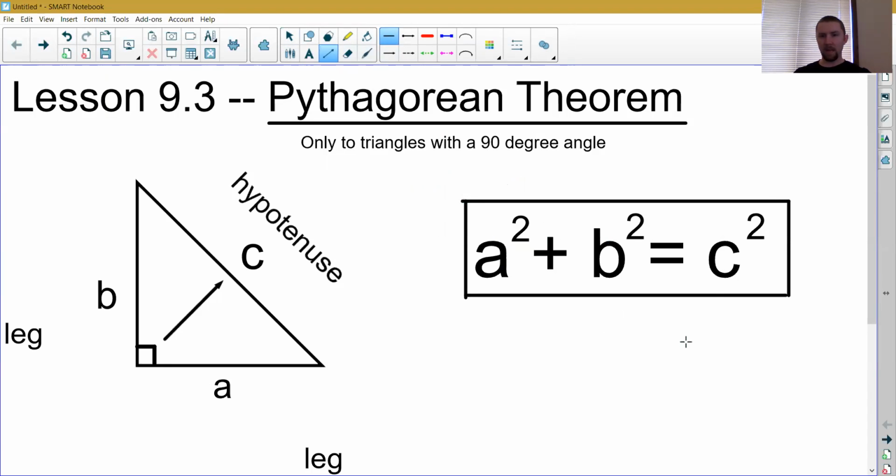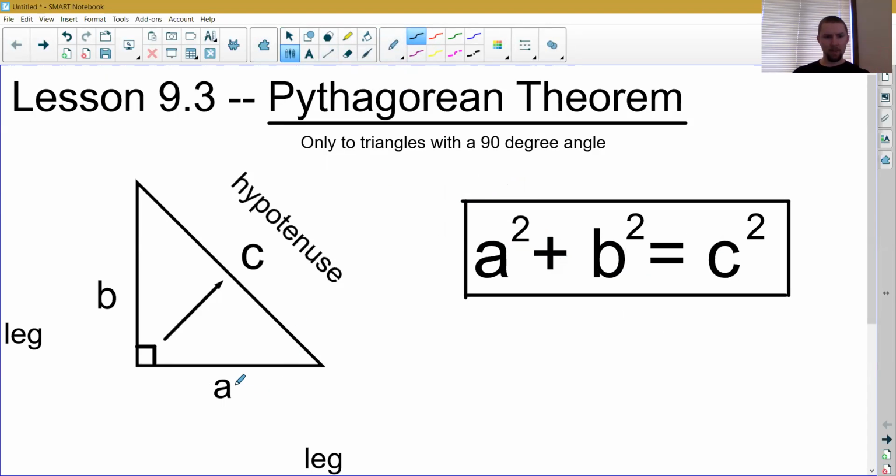And what this formula allows us to do is, if we know two sides of a right triangle, it allows us to find the length of the third side. And that's our application of square roots, which I'll show you in just a second. It also allows us to look at a triangle that we don't necessarily know is a right triangle, and using its three side lengths, it allows us to check and see if that is indeed a right triangle. So we'll go over both of those applications here today.